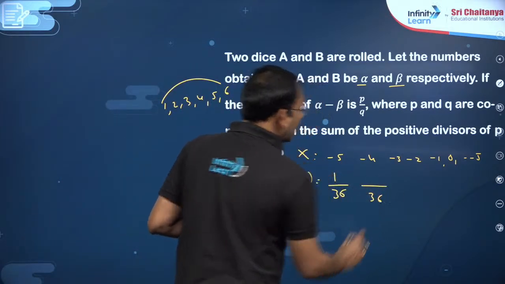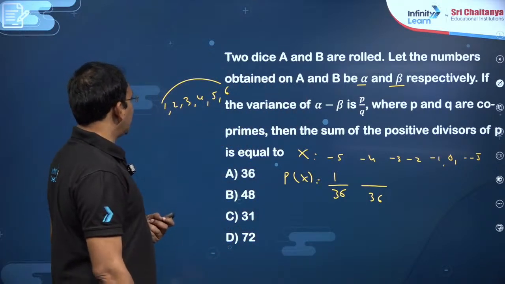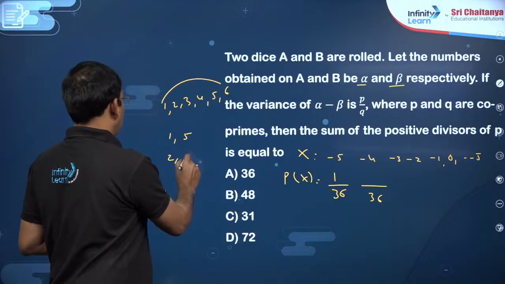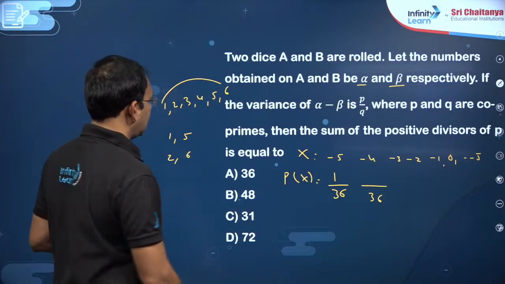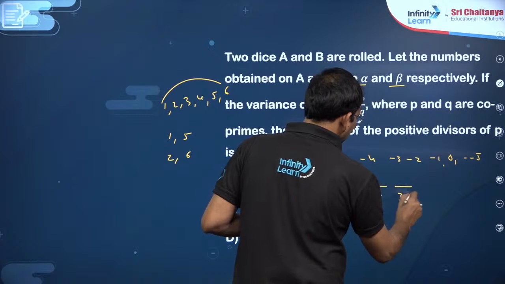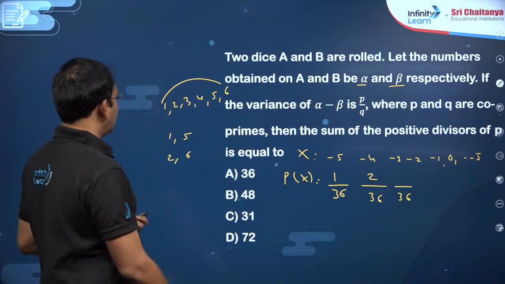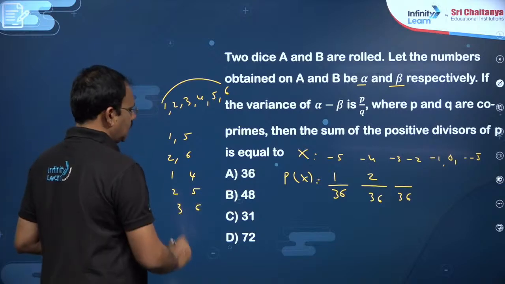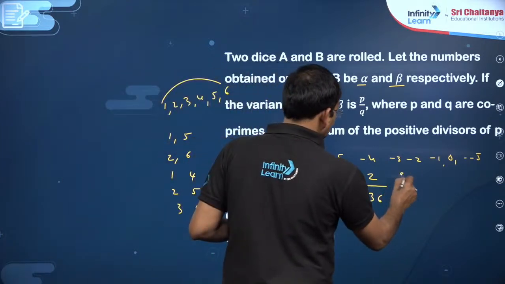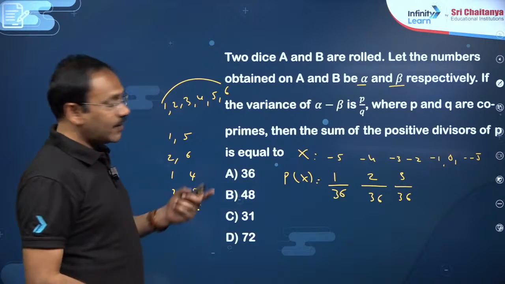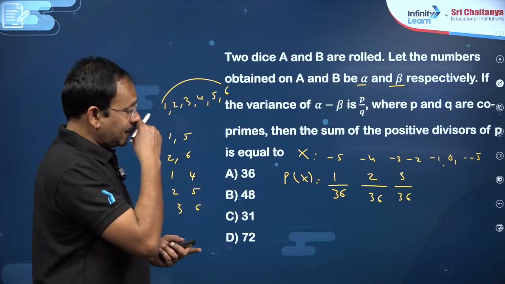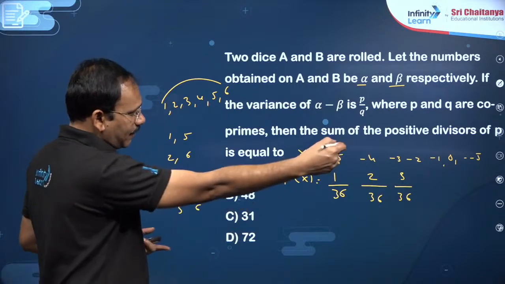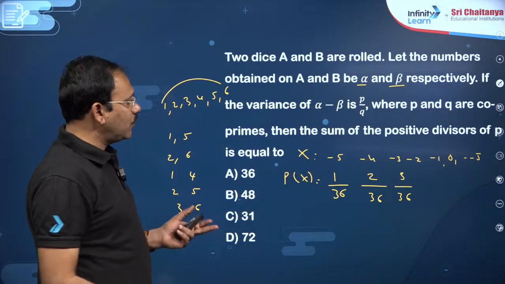Difference minus 4, how many possibilities, my dear friends? Difference minus 4 means 1 5 or 2 6, 2 possibilities, right? 2 cases. Difference minus 3 similarly means 1 4, 2 5, 3 6, 3 possibilities. So, 3 possibilities. Similarly for difference minus 2, difference minus 1, difference 0, all the 36 cases will be distributed. The same will happen from reverse order also. So, you will get 1.